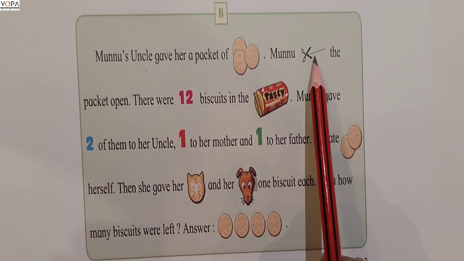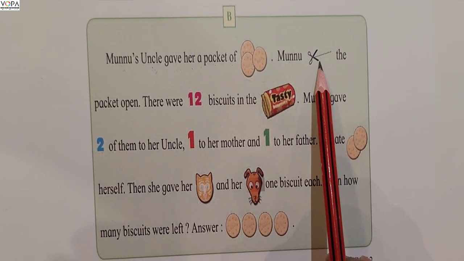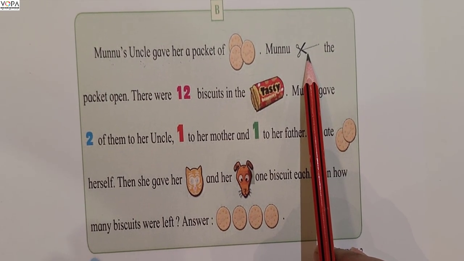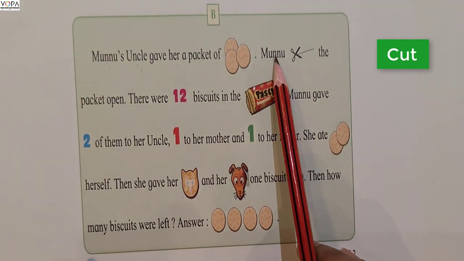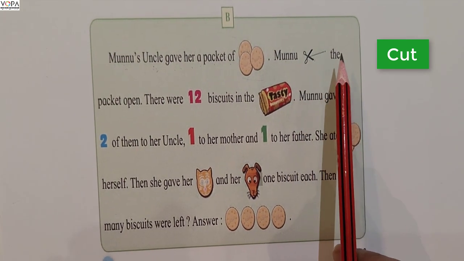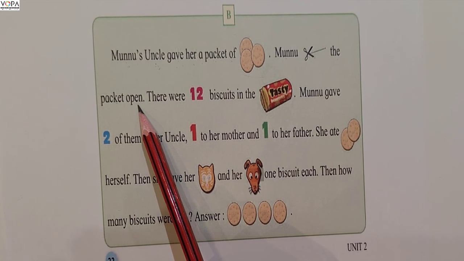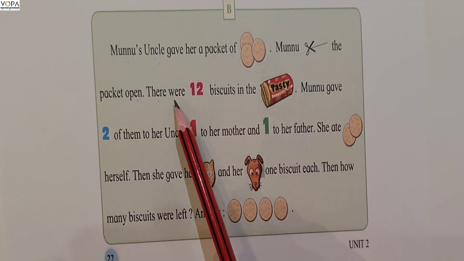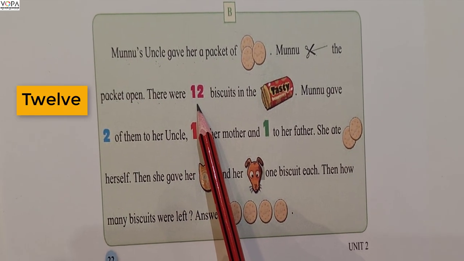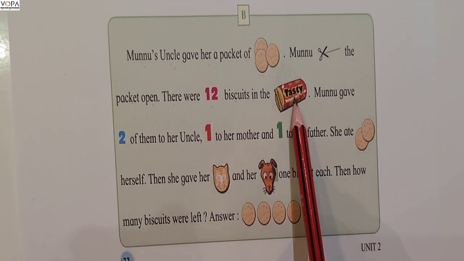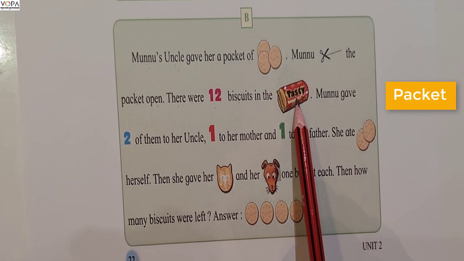Munnu, what do you think this picture is? Very good. Cut. Munnu cut the packet open. There were 12 biscuits in the packet.